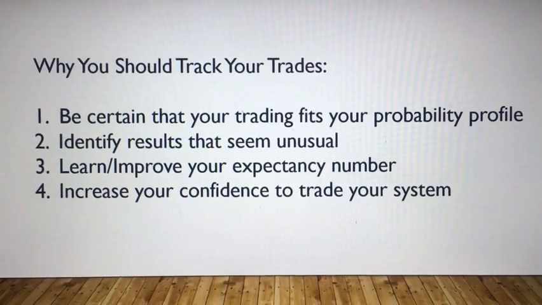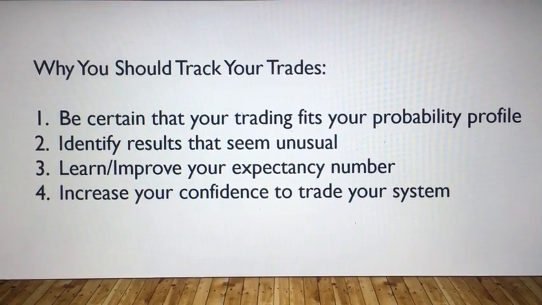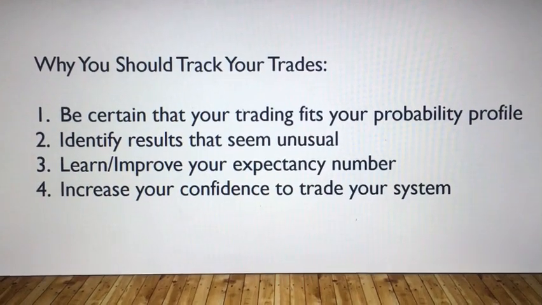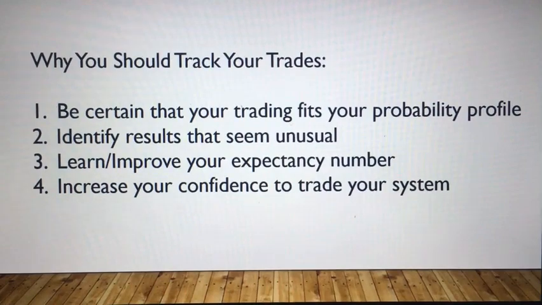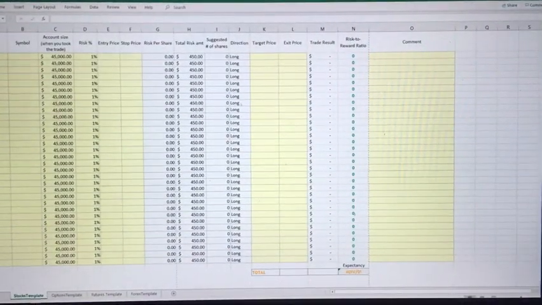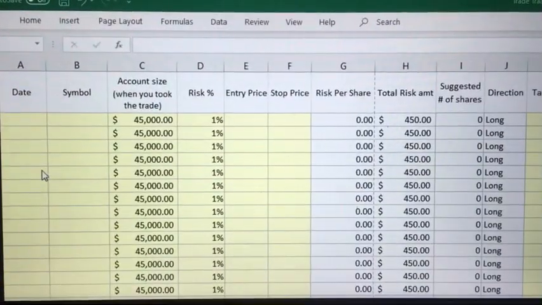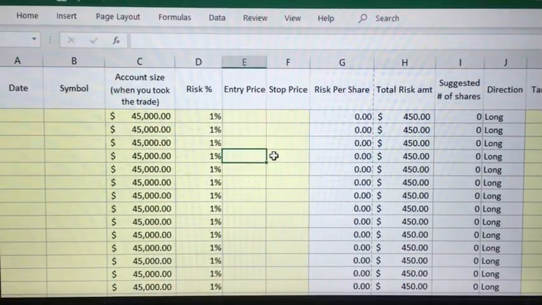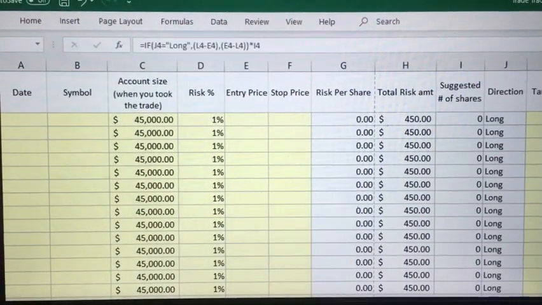The last reason why you should track your trades is to increase your confidence to be able to trade your system and to know that your system is going to perform the way you expect it to when you take it live with real money. Tracking is done with this simple spreadsheet. The spreadsheet is designed in such a way that anything in yellow is where you're going to enter data. Anything that is white is going to get calculated for you.